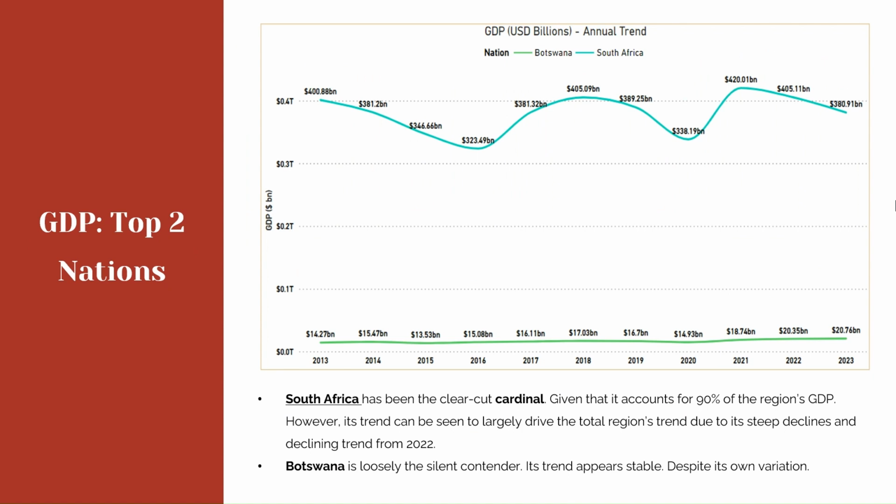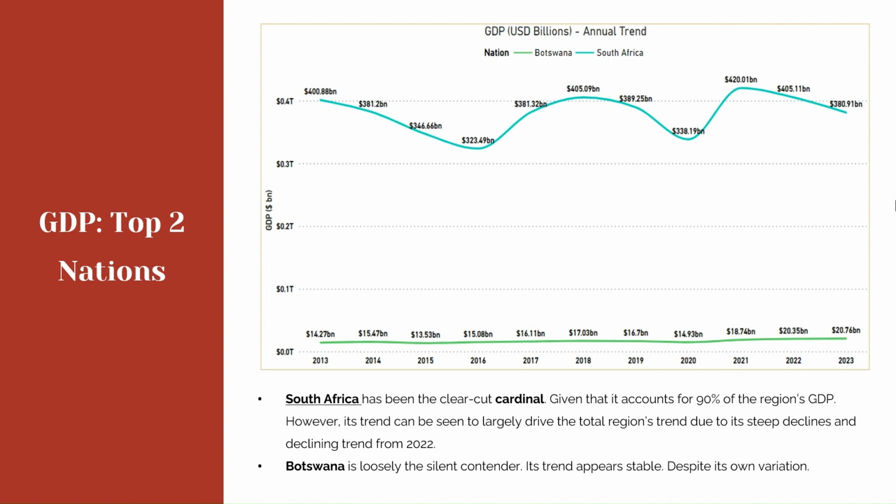And then when you zone in on the top two nations, you can see that South Africa, as we've just seen, accounts for that 90%. And so you can see here just how far above it is from Botswana. In essence, it's like 20x of what Botswana is generating, if you just compare ballpark between several points along the trend here. An interesting thing is even though South Africa has been the clear cut cardinal, it's had some steep declines.